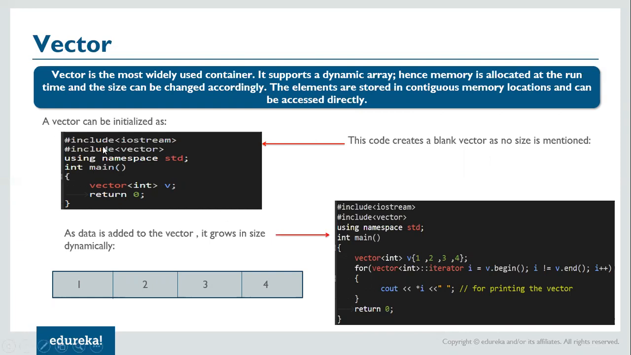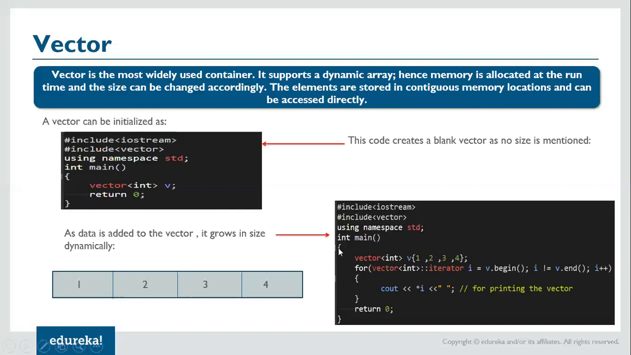Now as you can see in this example here, in main I have created a vector which is holding the integer data type. Inside angle brackets I have defined int, and I have given the name of the vector as v. Now this code will create a blank vector and no size is mentioned, right?